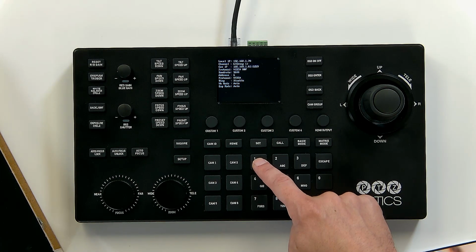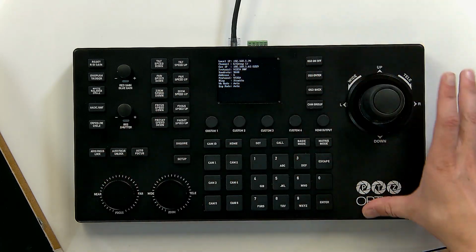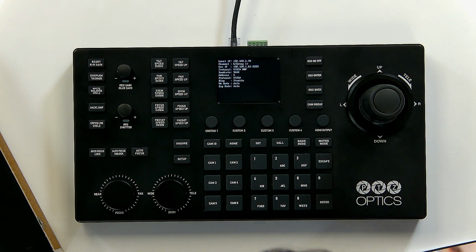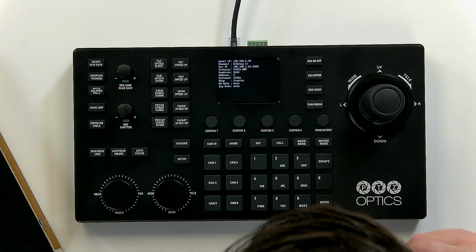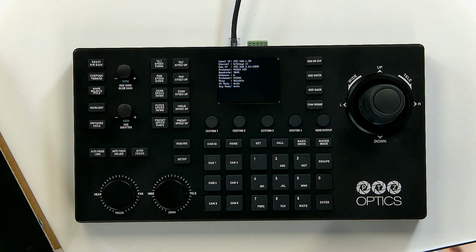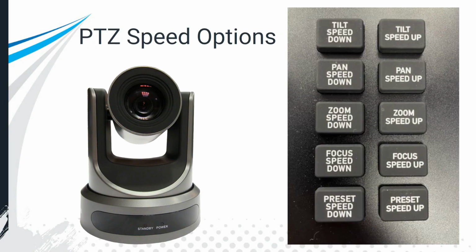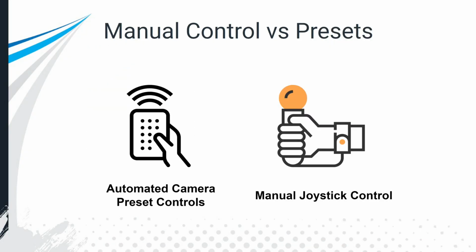There we go. So when you're doing PTZ controls, you want to be able to change the speed of the preset and you want to be able to slow it down because it helps those movements look a little bit less robotic.